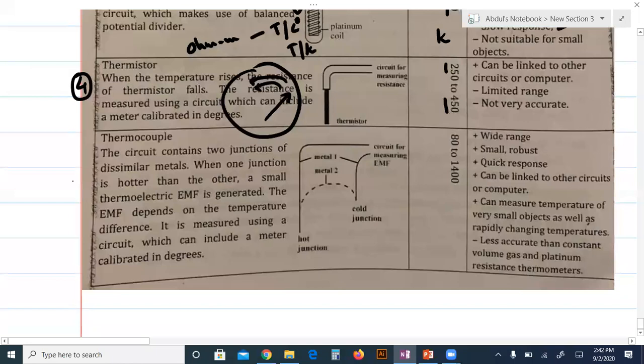And number 5, the last, is the thermocouple thermometer. We have done this in O level. The circuit contains two junctions of dissimilar metals, different metals. When one junction is hotter than the other, a small thermoelectric EMF is generated. This EMF depends on the temperature difference. The greater the temperature difference, the greater the EMF generated. It is measured using a circuit. A voltmeter measures the EMF, and the voltmeter is calibrated in degrees Celsius to measure the temperature.